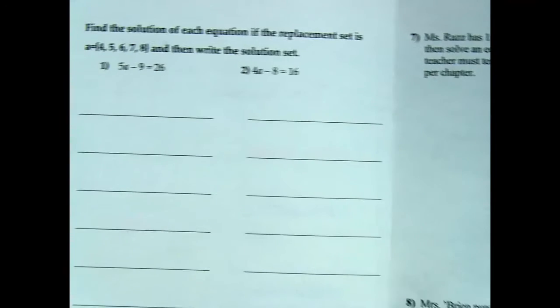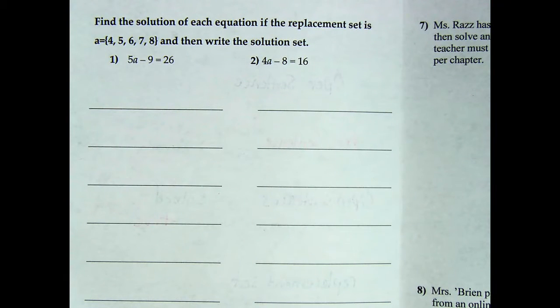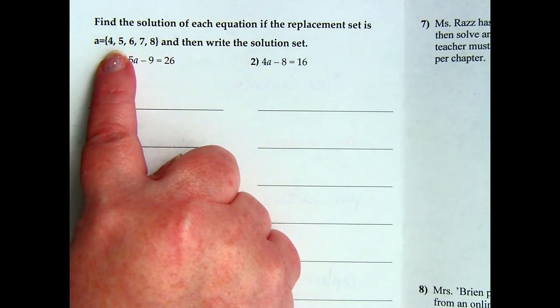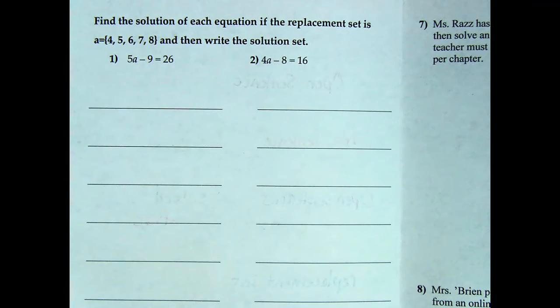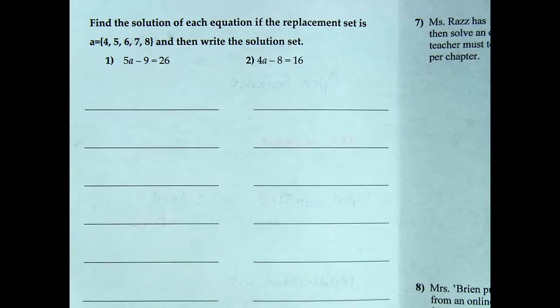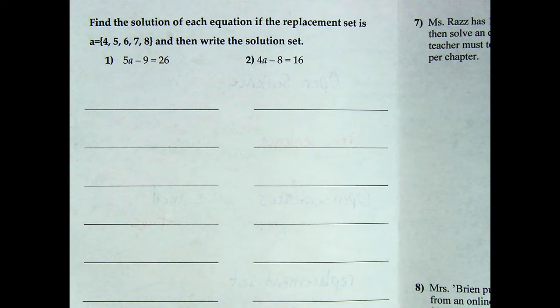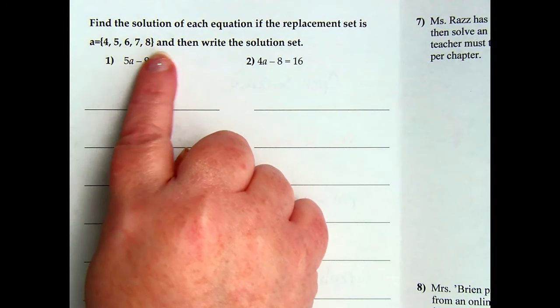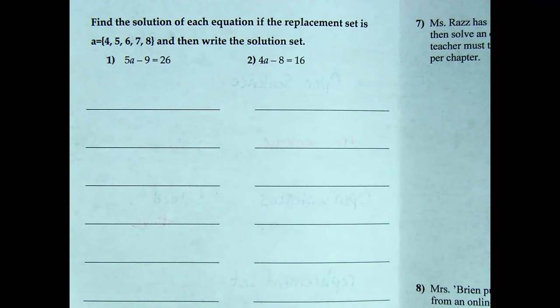So the directions tell me to find the solution of each equation if the replacement set is A equal to 4, 5, 6, 7, 8, and then write the solution set. So when I am given a replacement set, I have to substitute every one of those values for A. I don't just pick and choose, and I don't just find the correct one. I have to replace the variable for every one of the numbers in this set. So what that looks like is as follows.